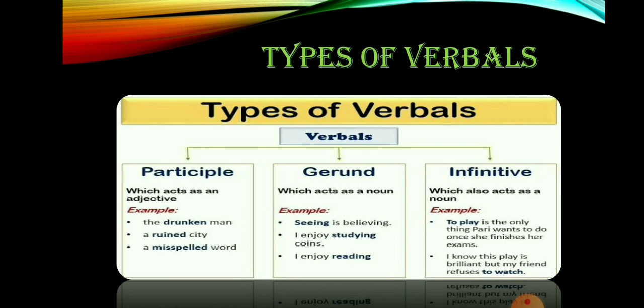The drunken man. Drunken is a form of verb, but here it is telling about the specialty of the man, so it is working as an adjective.